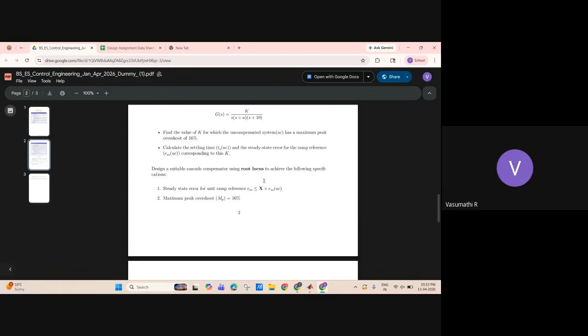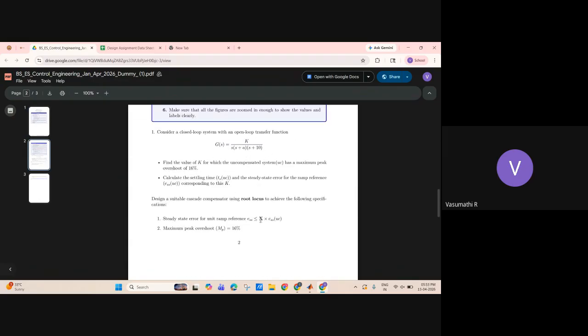Then the next thing is you will see this problem and substitute all your values here. For example, consider a closed loop system with the open loop transfer function given. You will apply your A here and your transfer function will be everything known to you, right? And you have to find the value of K for the uncompensated system that has a maximum peak overshoot of 16. So use the overshoot formula, e to the power minus zeta pi divided by root of 1 minus zeta squared. The left hand side is 0.16 and the right hand side is this transfer function known to you except K, and find the K value.